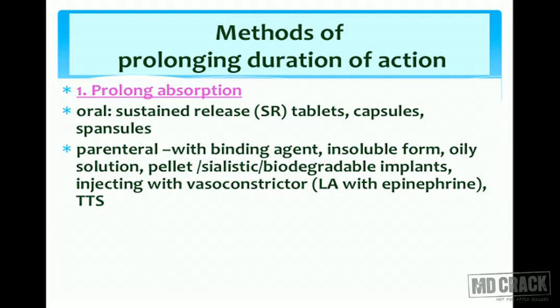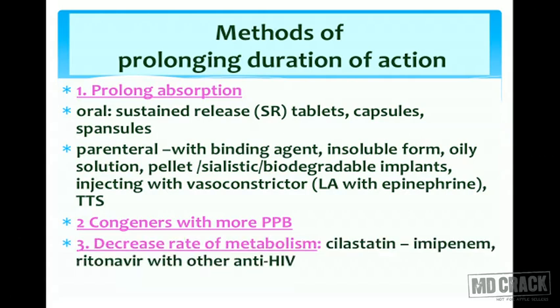Epinephrine will constrict the blood vessels and will decrease the rate of entry of the local anesthetic. So also the transdermal therapeutic systems will deliver the drug slowly. Or try to prepare congeners of the original drug which have a high PPB, that's plasma protein binding, which we just saw. Because the drug is highly plasma protein bound, it is going to have a long duration of action. Or you can decrease the rate of metabolism.